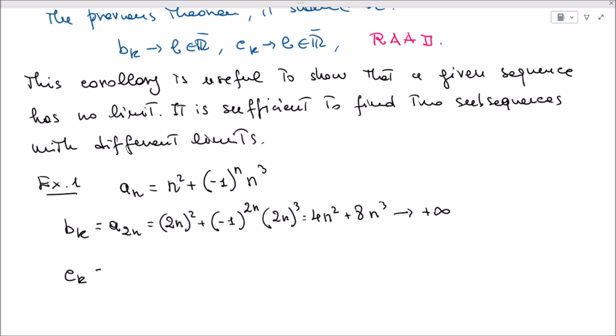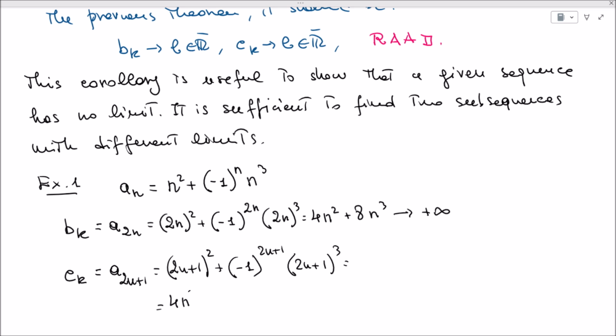Let's instead take for c_k a_{2n+1}, which is equal to (2n+1) squared plus (-1)^{2n+1} times (2n+1) cubed. And let's see, this is 4n squared plus 4n plus 1. Now (-1) raised to an odd number is minus, so we get minus the cube of 2n plus 1, this is 8n cubed.